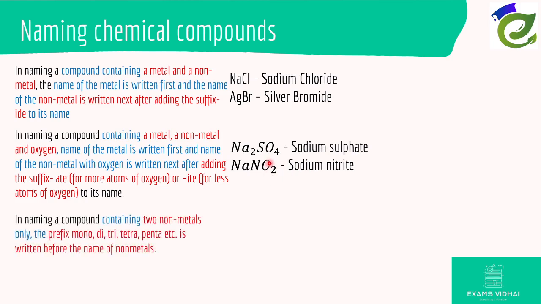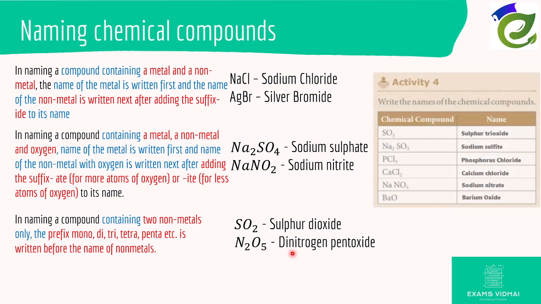The third and final case is if it only contains non-metals, you have to write mono, di, tri, tetra, penta, hexa, and so on, to show how many atoms of each non-metal are attached. So you have sulfur attached with two oxygens, which means dioxide. Di means two, so sulfur dioxide. And then you have two nitrogen and five oxygen, so dinitrogen pentoxide. Penta means five, di means two, like before.